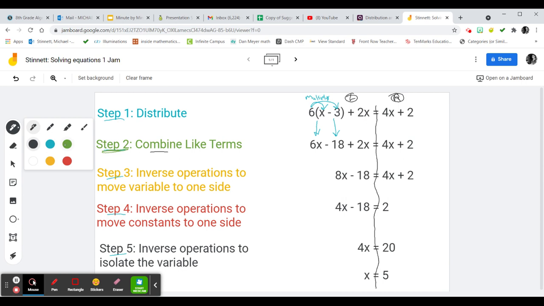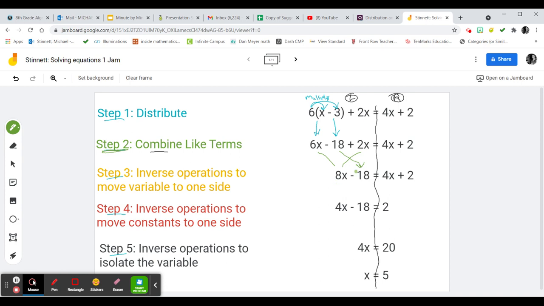So what I'm going to do is I'm just going to bring it down. So it's just going to go right there, okay? Negative 18. I didn't do anything to it. However, the 6x and the positive 2x, I can combine those together, right? I can add 6x plus 2x, and I'll get 8x right here, okay?